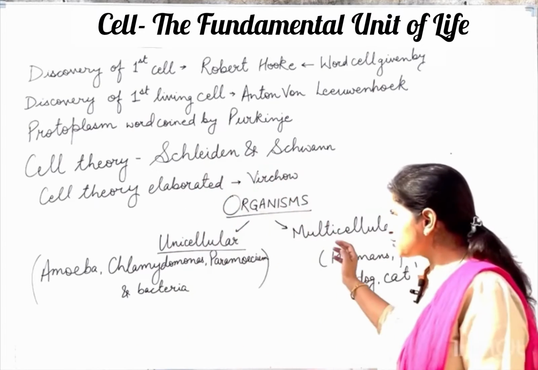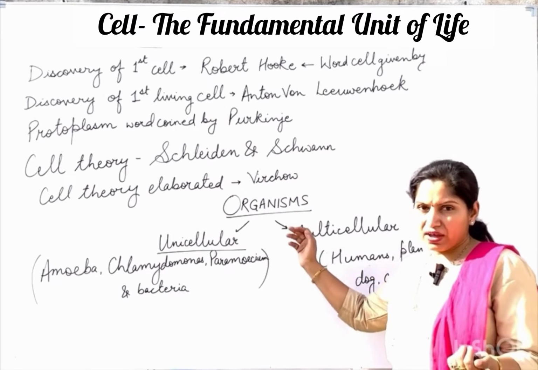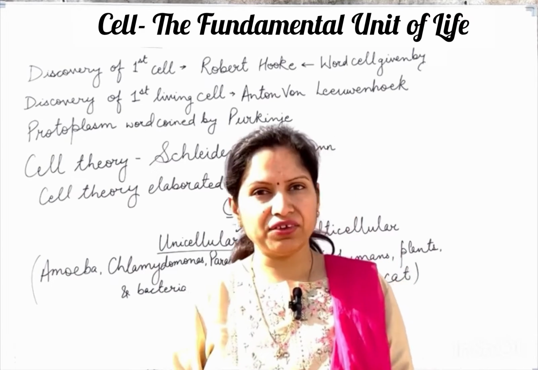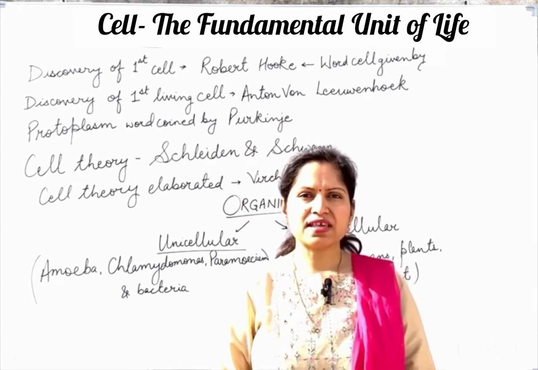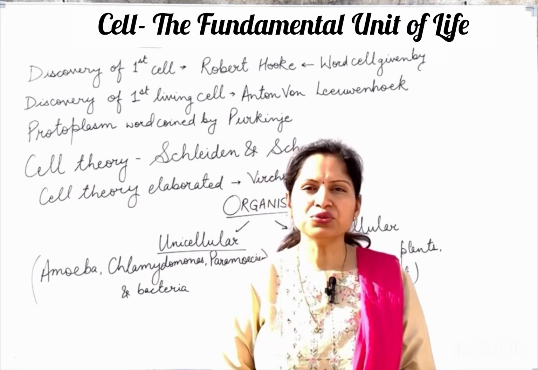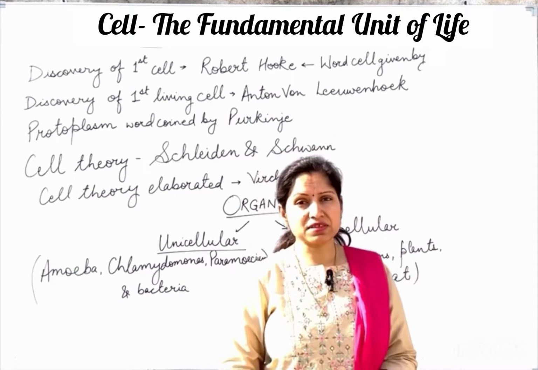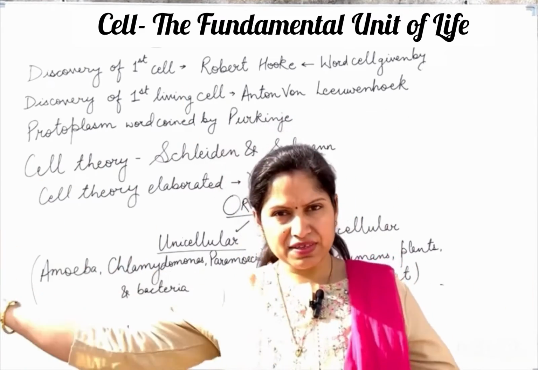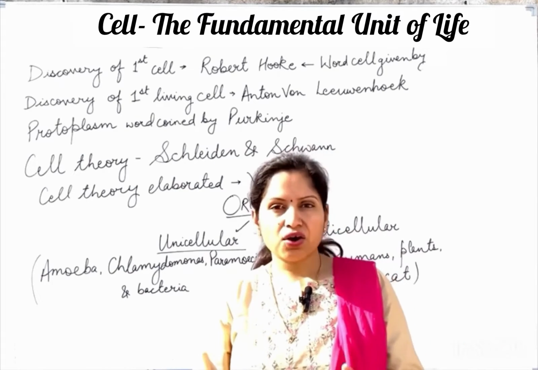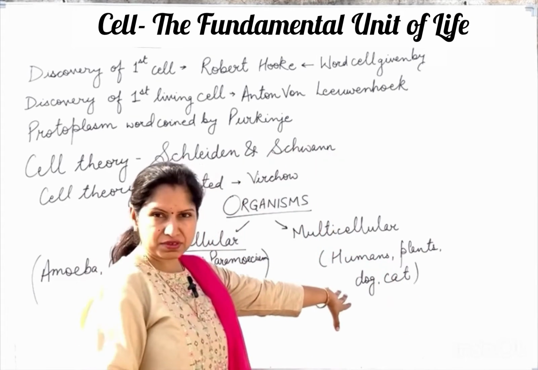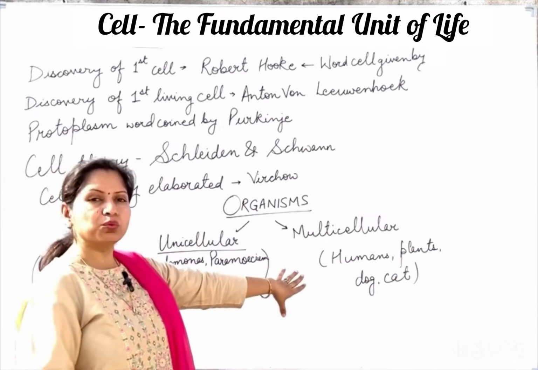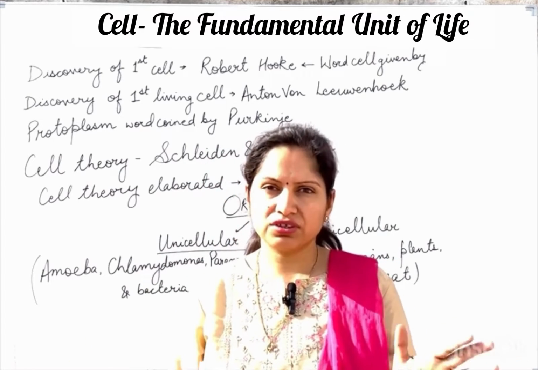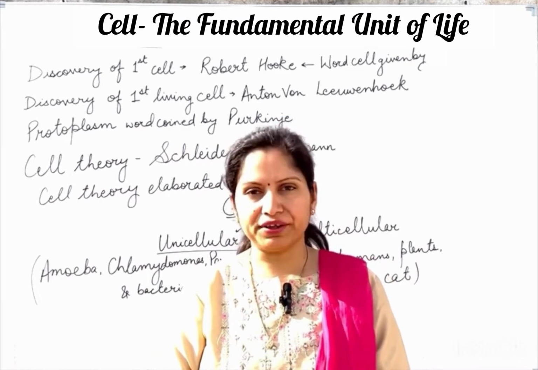Now, organisms could be divided as unicellular or multicellular based on the number of cells that they have in their body. An organism, if it is having a single cell only, is known as a unicellular organism. But if an organism is having many cells like plants, human beings, dog, cat, elephant, tiger, whatever we see around us, all the higher animals, they are all known as multicellular organisms because they are made up of more than one cell. So the organisms could be classified as multicellular or unicellular based on the number of cells that they are having in their body.